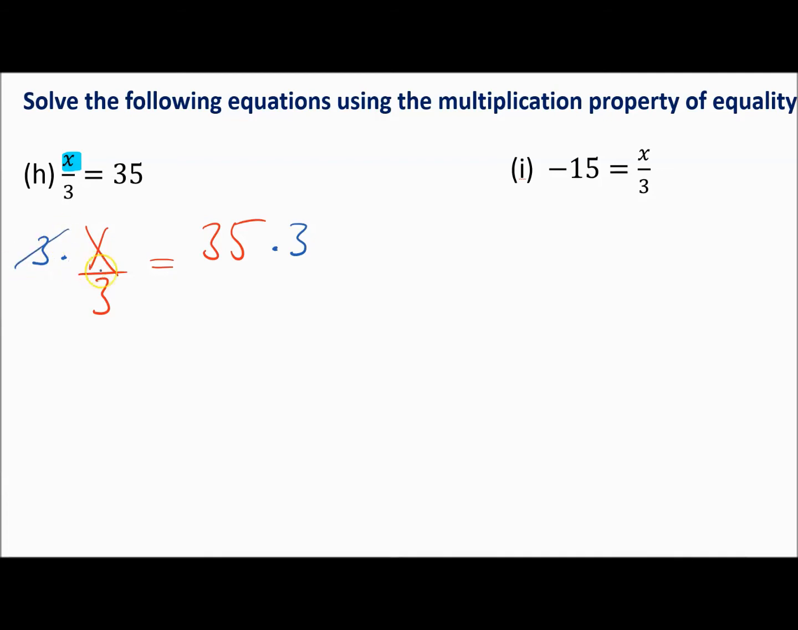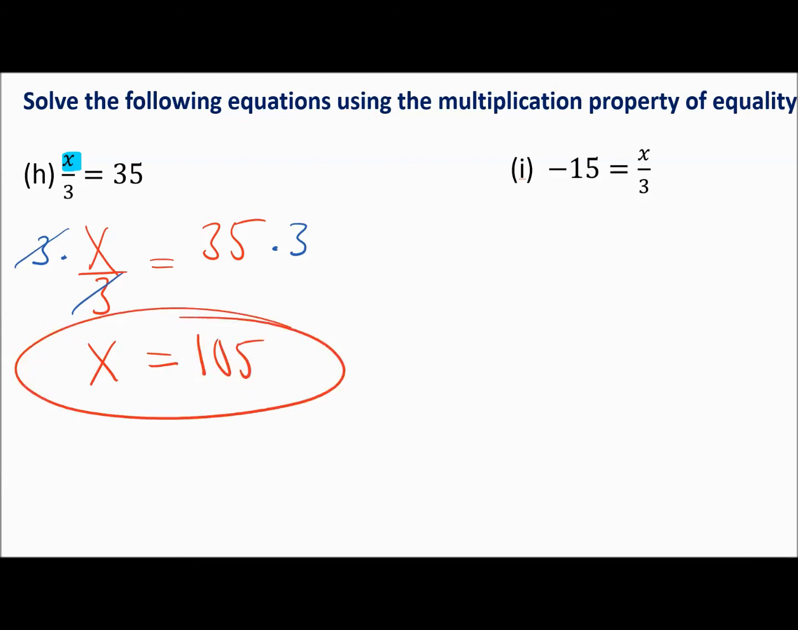Now on the left, the 3's cancel, and I'm left with just x equals, and on the right, 35 times 3 is 105. Now we could check it by plugging in 105 up there in the aqua highlighted area for x. 105 divided by 3, is that really equal to 35? And that is worth checking. 105 divided by 3. Yes, that is definitely equal to 35.